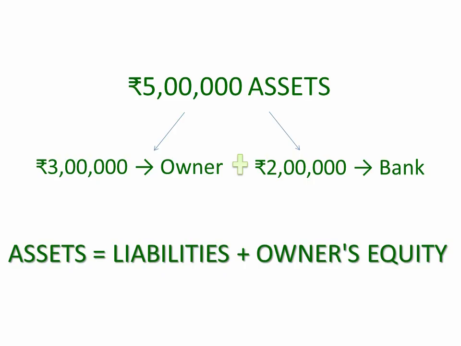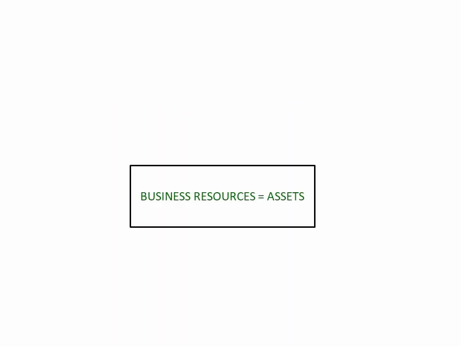Now, I don't want you to memorize that equation just yet. Let's understand why it works. Think of everything a business owns as the business's resources. Those resources have to come from somewhere, right? They can come from money borrowed from outsiders, that's liability, like our loan. Or they can come from the owner, that's owner's equity. So everything the business owns has been financed by either outsiders or the owner.